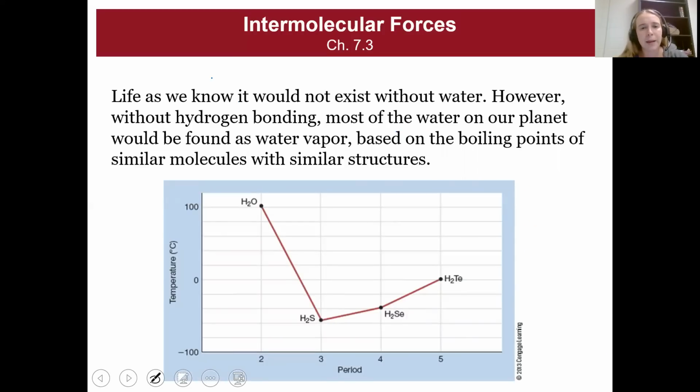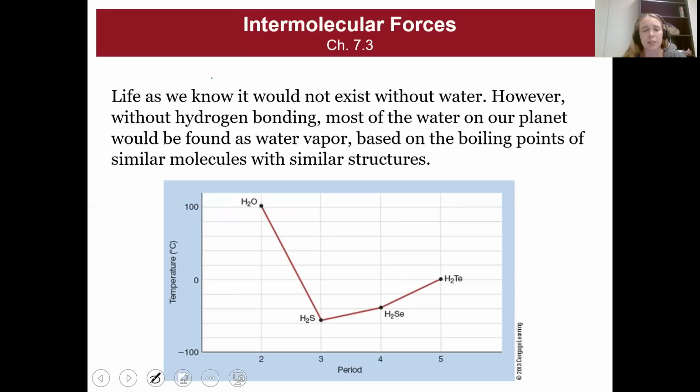All right, let's take a step back and think about water some more, and hydrogen bonding. Life as we know it wouldn't exist without water. We would die without water. That's why we're looking for other planets and moons and things that have liquid water on them. Without hydrogen bonding, most of the water on our planet would be found as water vapor. So hydrogen bonding is responsible for us having liquid water on Earth.